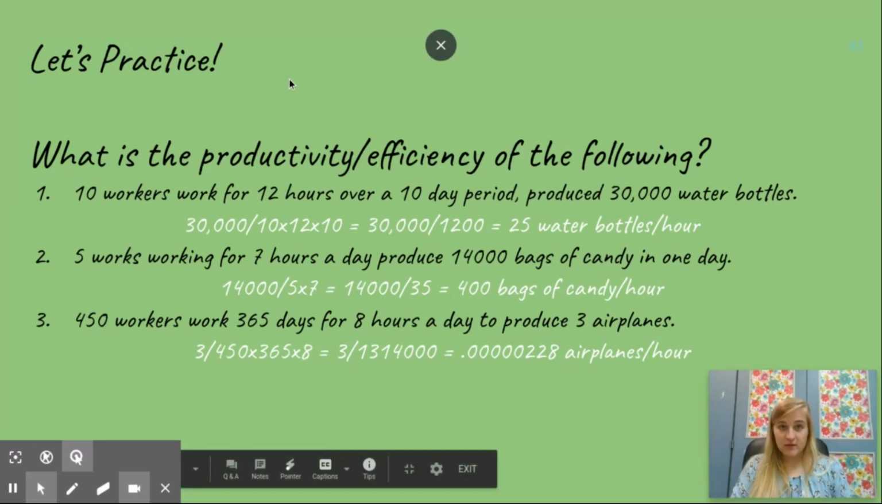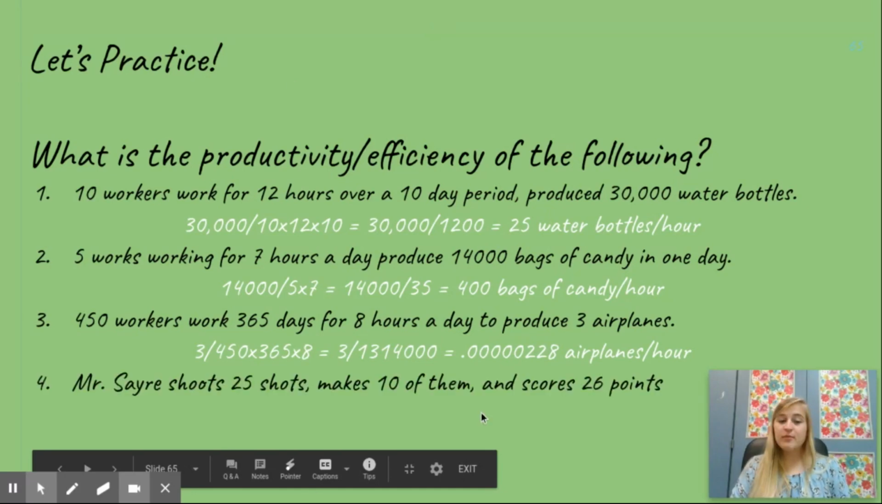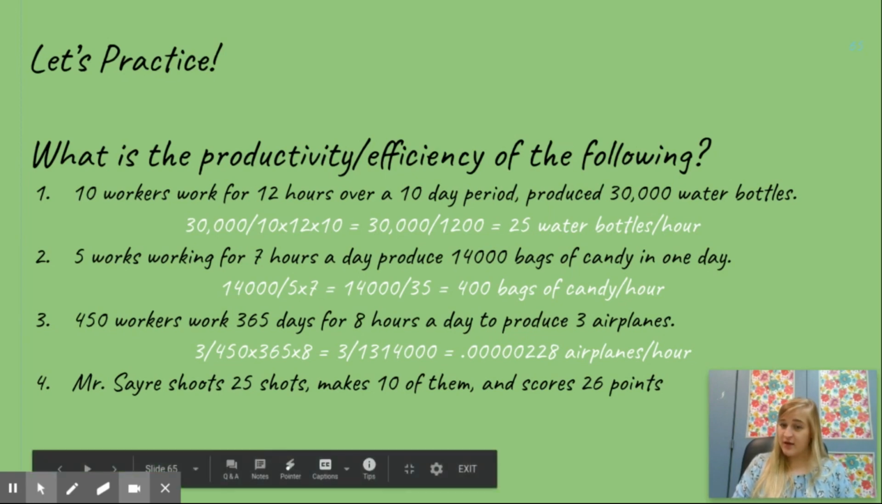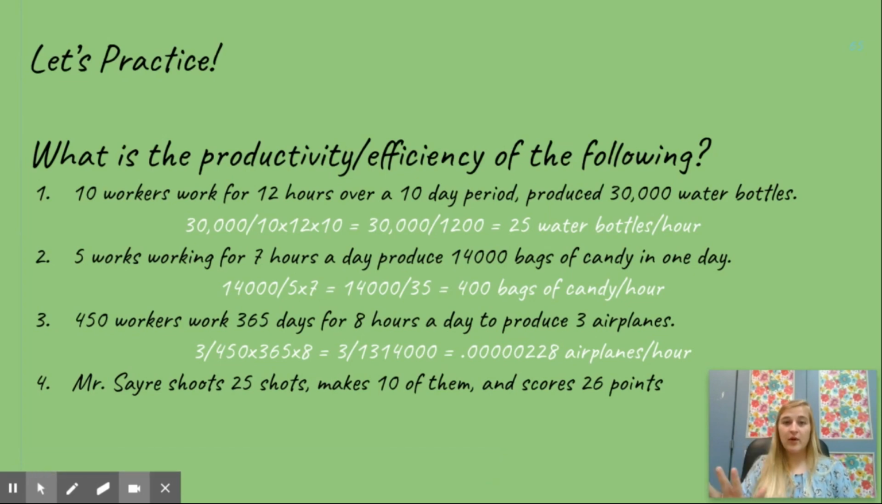All right, last one. You're going to do by yourself first. You're going to pause the video, do number 4, and then come back, okay? Here we go. Mr. Sayre shoots 25 shots, makes only 10 of them, and scores 26 points. We know that our output is 26 points. That's what he created for his team. But what's the input? Is it 25 shots or is it the 10 shots that he made?